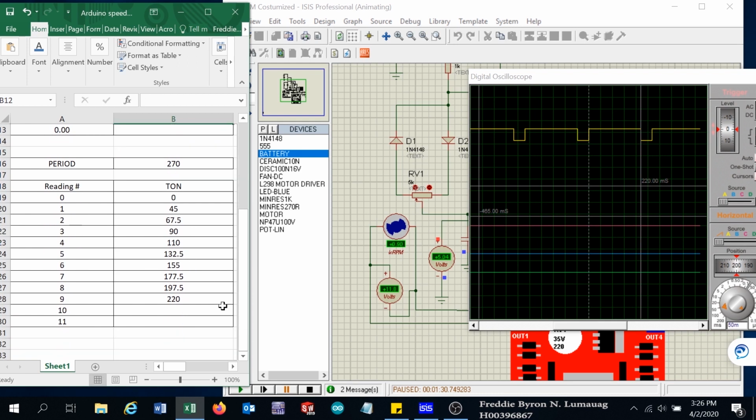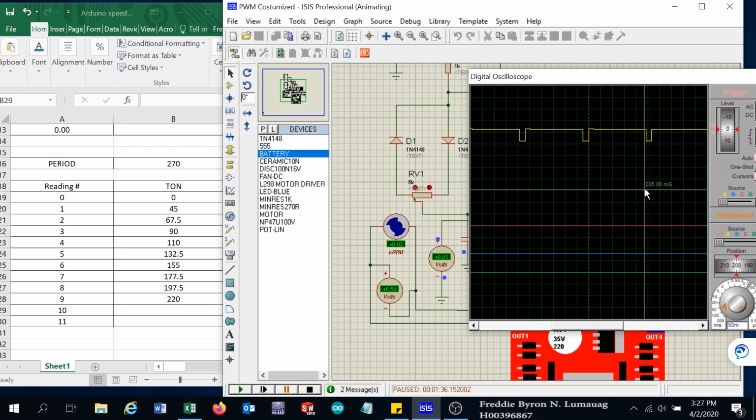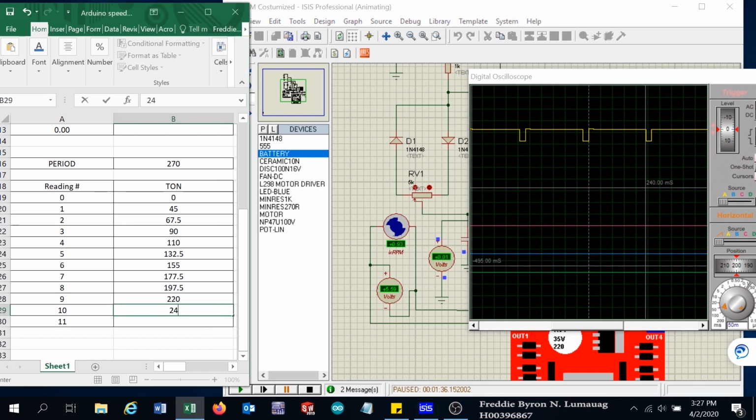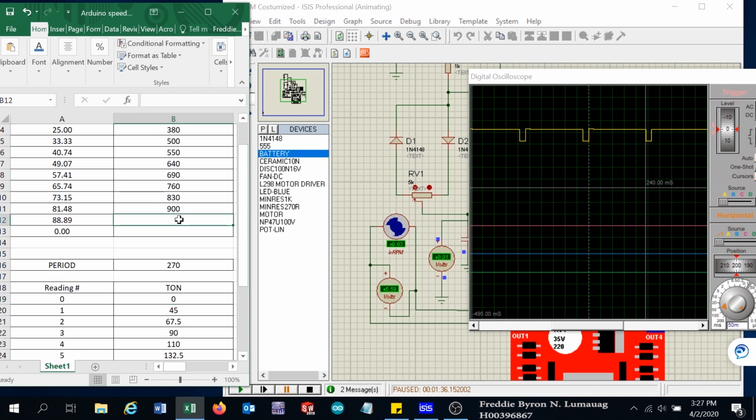Now the 10th reading, we will click resume again. How much is the time? That is 240 milliseconds, and the speed is 930 RPM.